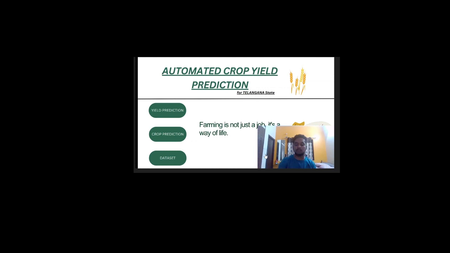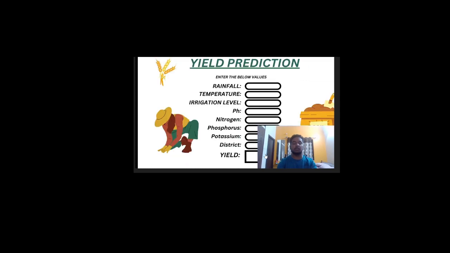Let us say that the user clicked on the button yield prediction. When he clicks on that button, he will get an interface which will be asking him to fill these parameters such as rainfall, temperature, irrigation, and others. When he fills the values, then he can get the yield predicted by our model.